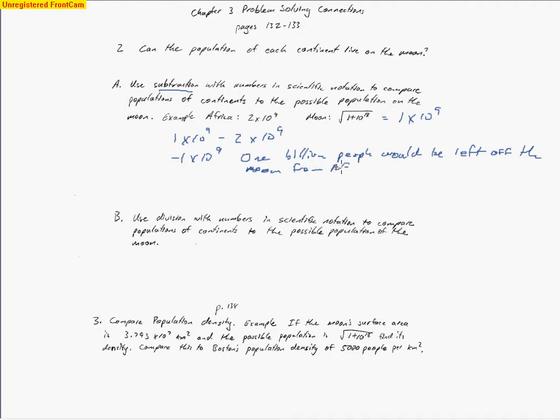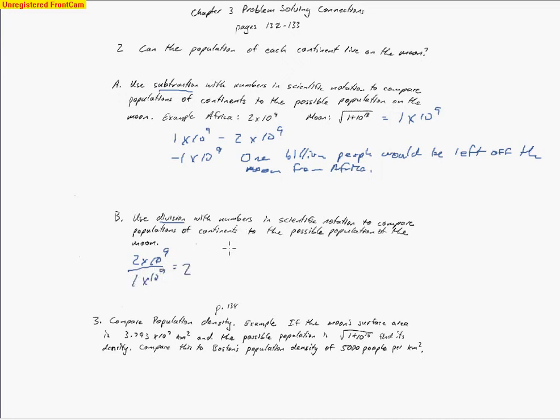And again, you're going to end up using all the different continents and find out which one would be able to fit there and which one would not. And then we're supposed to compare using division and in scientific notation to compare. And so when I do that, and they want to compare the population of the continents to the population of the moon, the way I'm going to set that up is this. I'm going to have 2 times 10 to the 9th power, and I'm going to compare it to the population on the moon. So that'd be 1 times 10 to the 9th. And what I get is 2.